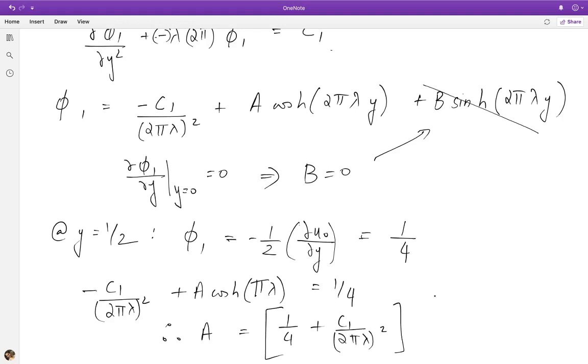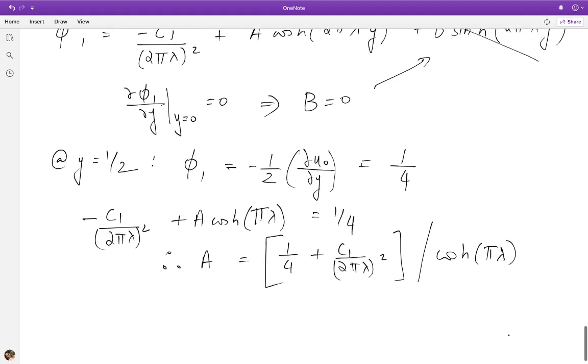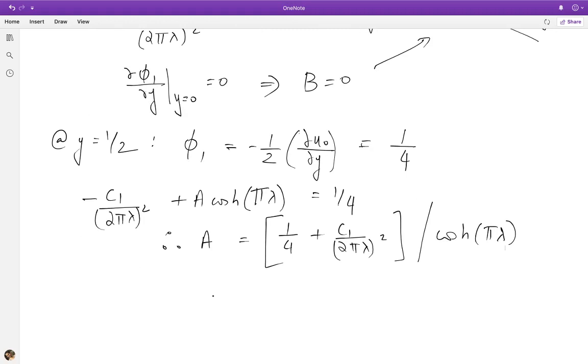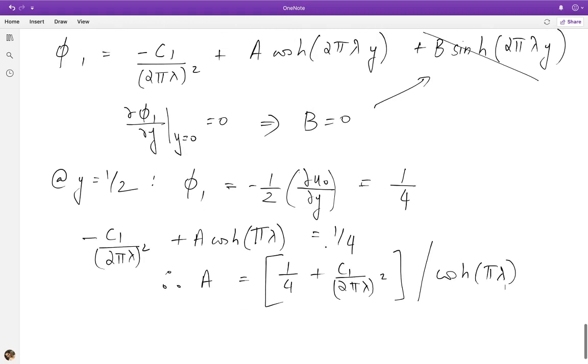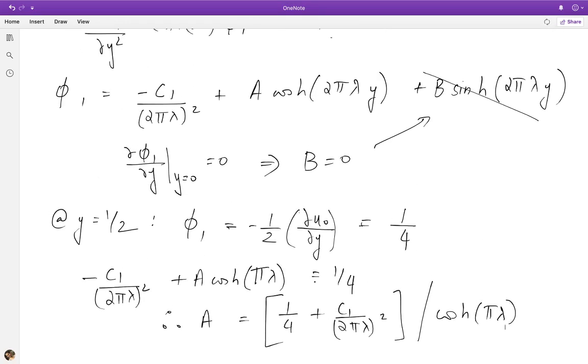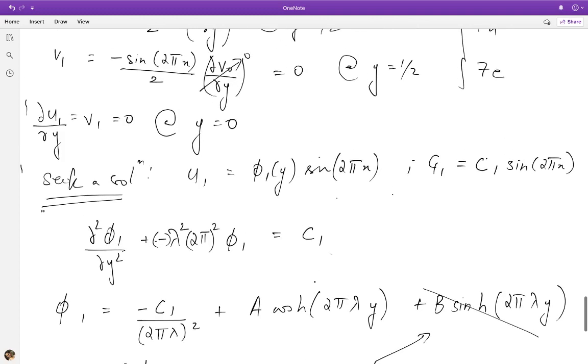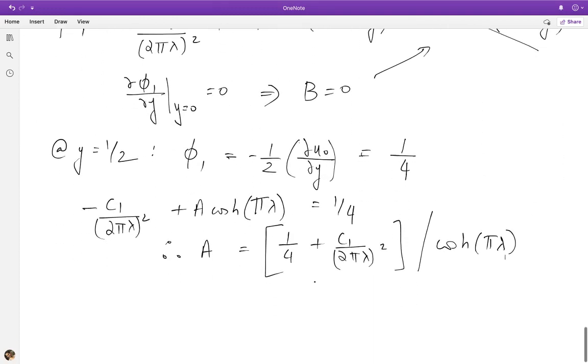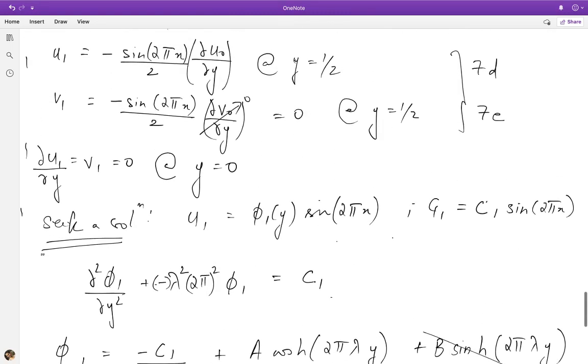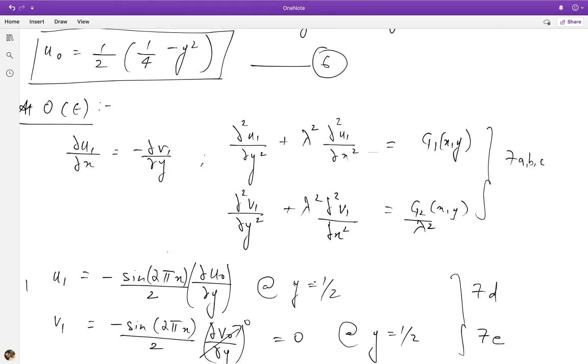The whole, of course, divided by cosh of pi lambda. So all I now have, I determined A in terms of C1. So I only have the as yet undetermined constant C1 left in my calculation for u. At this point, I cannot get any more information out of the equation for u and its boundary conditions. So I then turn to solving the equation for v.